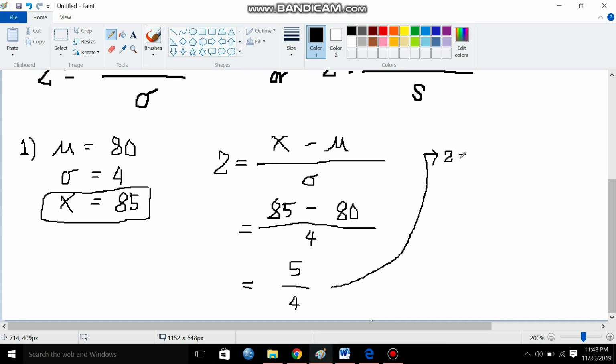Then after subtracting, we need to divide these two numbers to get the z-score. So we have 1.25. In other words, the score, which is 85, lies at z equals 1.25. Now, what does it tell us?